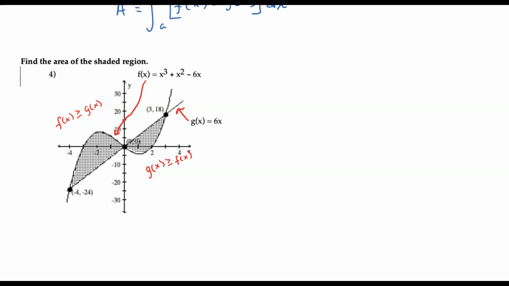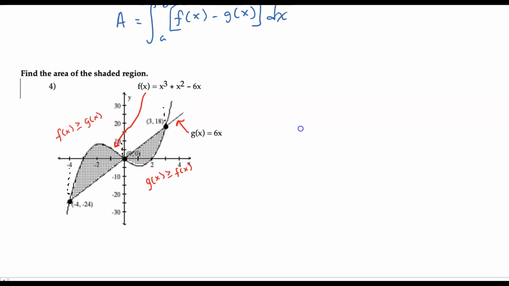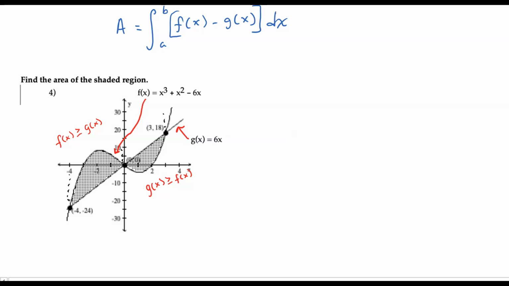And so we're going to make note of the intersection points. And we see here there's an intersection at -4, at 0, and at 3. So we're going to integrate first from -4 to 0, and then from 0 to 3, and then we're going to combine those areas. So let's go ahead and make use of this area formula that we just found, and take a look at this.